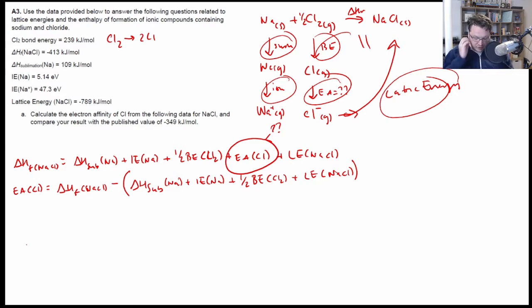Cool. Right. So all we have to do now is just simply plug in the values. The only thing where things are kind of off scale is that the ionization energy is given in electron volts, whereas everything else is in kilojoules per mole. So we want to convert that.